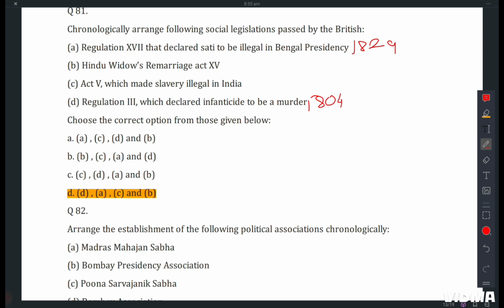Then the Act 5 making slavery illegal, 1843. And then comes the Hindu Widow Remarriage Act, 1856, by Lord Dalhousie, and it was Ishwar Chandra Vidyasagar who played a major role in the establishment of this act, the Hindu Widow Remarriage Act. Okay.